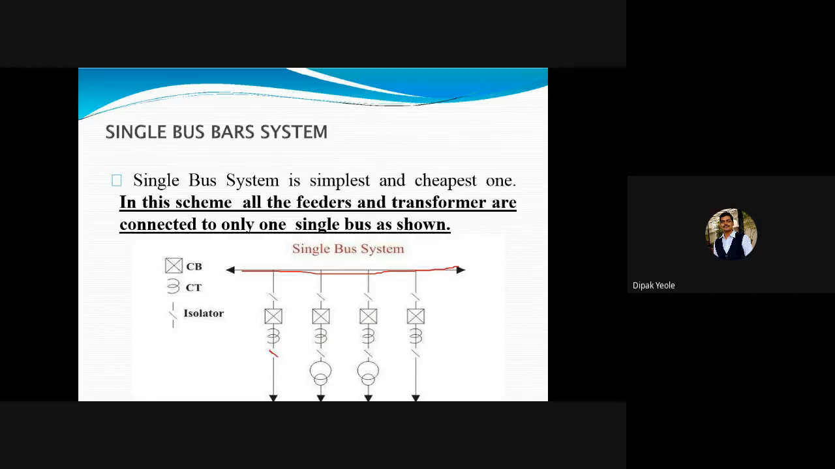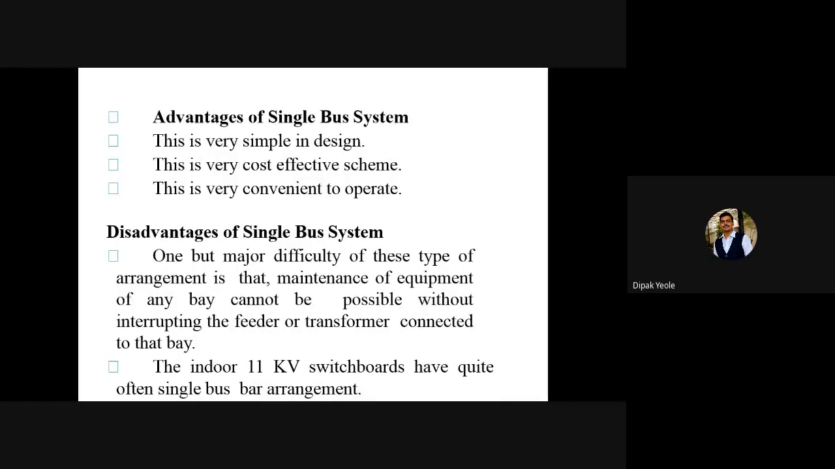So we are not using any sectionalization inside this single bus bar. This is simple, and it is used for all the feeders, and the transformers are connected to only one single bus as shown. Okay. So what are the advantages? This is very simple, cost effective and convenient.